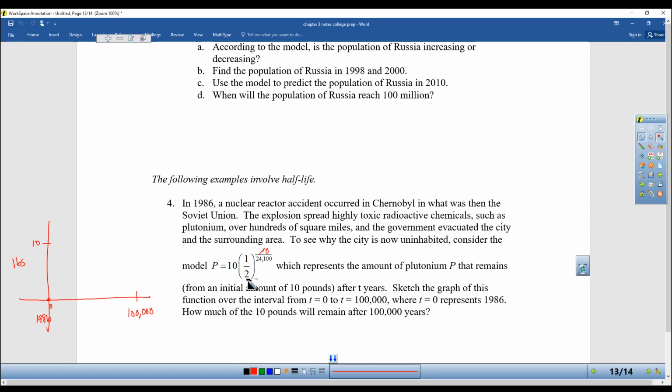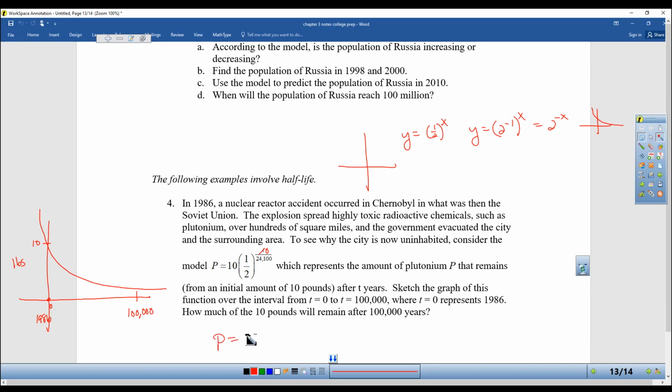You might remember that when we did y equals 1/2 to the x, we switched it to 2 to the negative x. So this is going to be a downward graph. This graph is going to go down like that. That's what the sketch is going to look like. How much will remain after the 100,000 years?